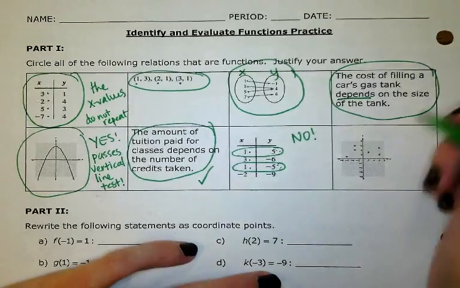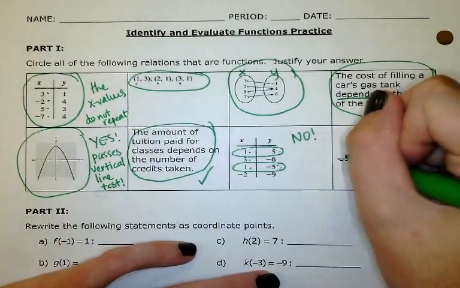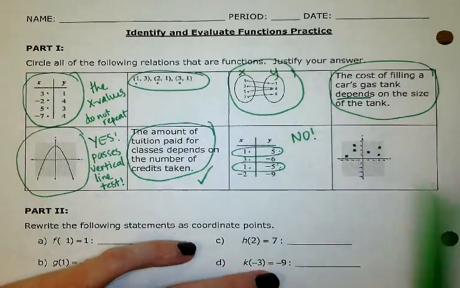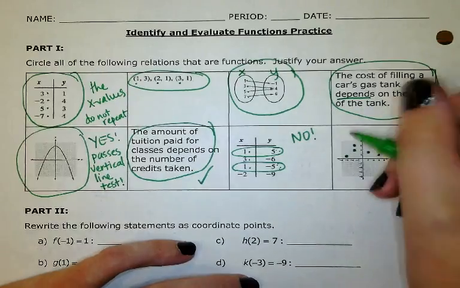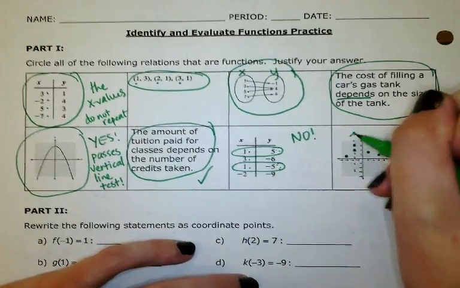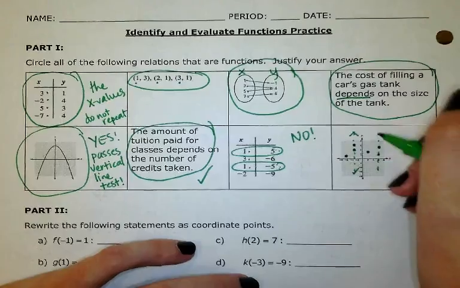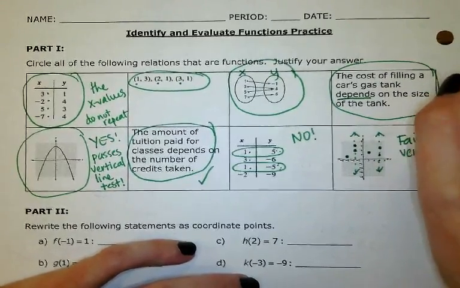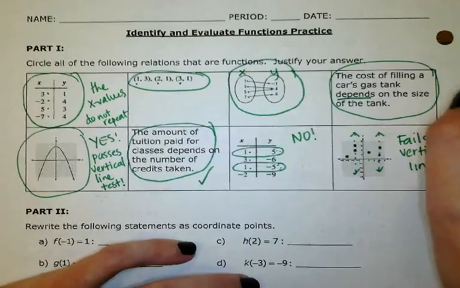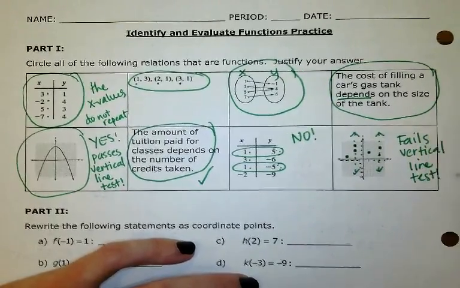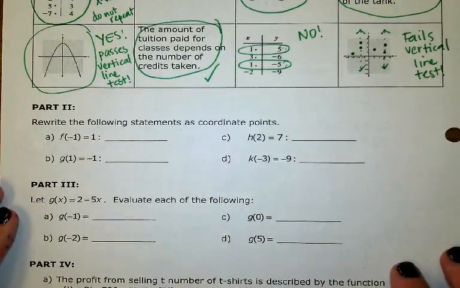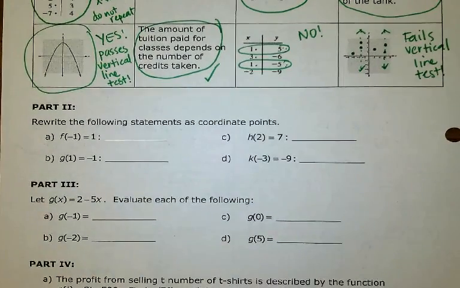Okay? Let's look at this last one. I'm going to make these points a little bit darker. All right? Is this guy a function? No, because it fails what? The vertical line test. It super fails it. It fails it twice. So this one is no, because it fails the vertical line test. Okay? So that's just how we quickly can identify and notice if it is a function or not.